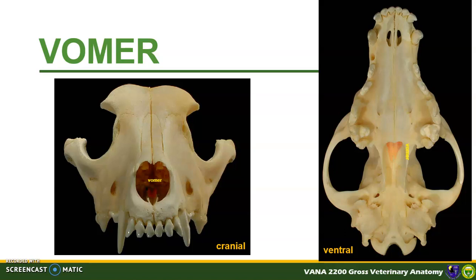Vomer is a gutter-shaped bone that longitudinally separates the right and left nasal passages. They can be seen at a cranial and ventral view of the skull.